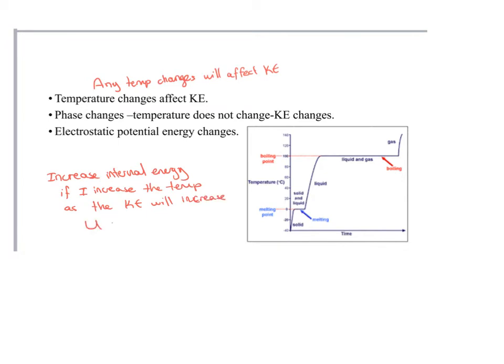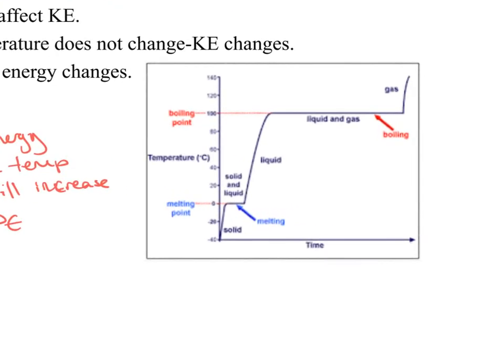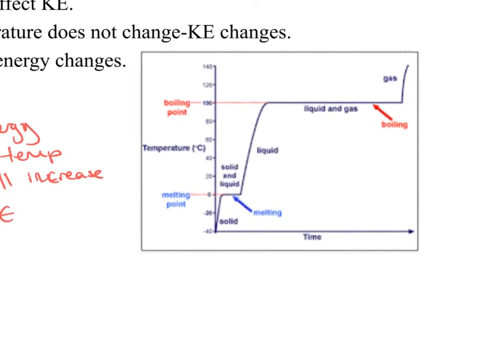Remember, U, the internal energy, is kinetic energy plus potential energy. So I can simply increase the internal energy of a system, so the thermal energy stored within a system, by increasing the kinetic energy of the particles within that system, just by increasing the temperature. And there's a graph here that shows just simply heating up a substance as time goes by. So this is a time axis. This is a temperature axis. Maybe you can't see that clearly.